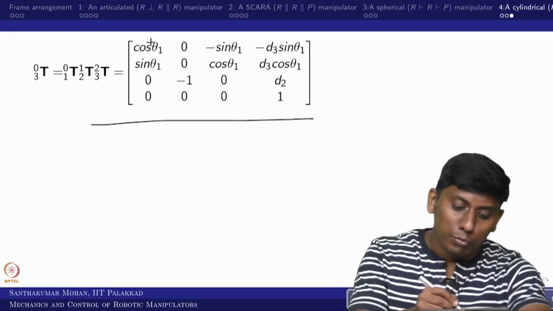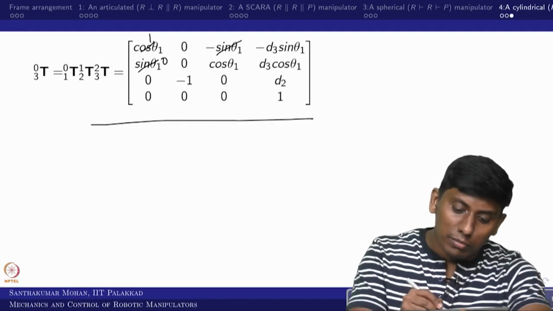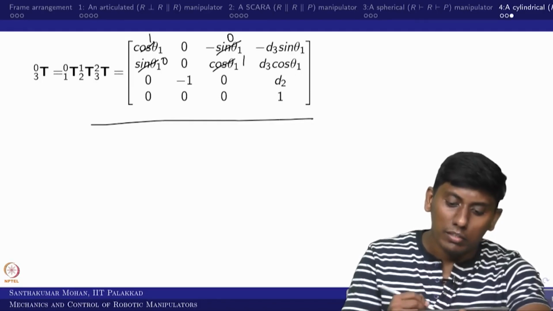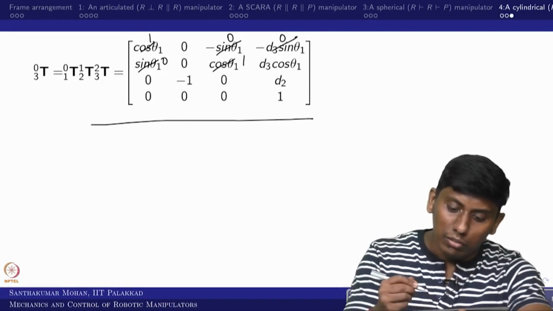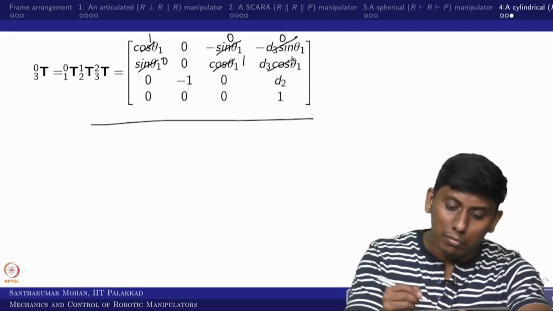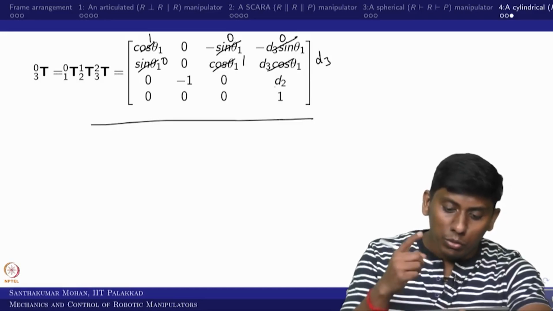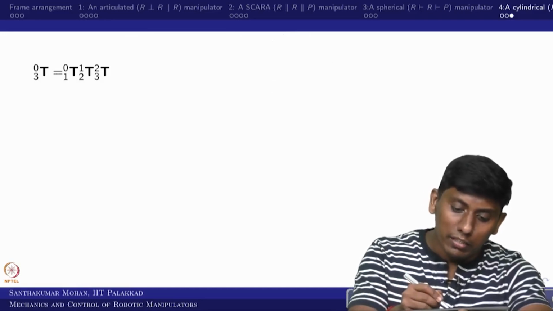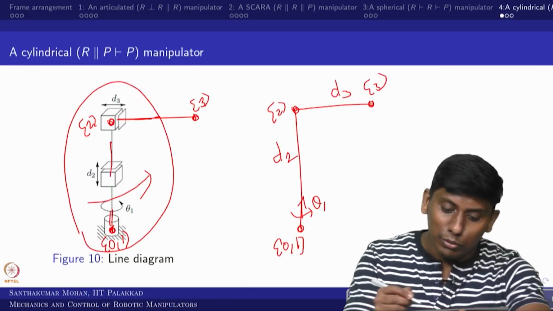So you can see, if you put theta 1 as 0, this becomes 1, this becomes 0, this becomes 0 and this becomes 1, and this becomes 0. This becomes actually d3 and this becomes d2. So we made a small mistake there, so please correct it, because conventionally we took it.